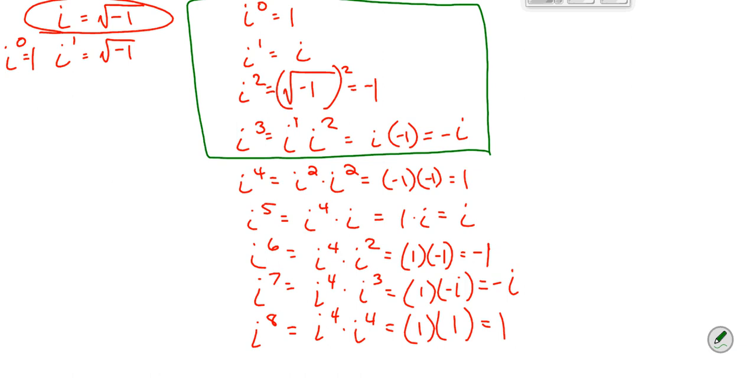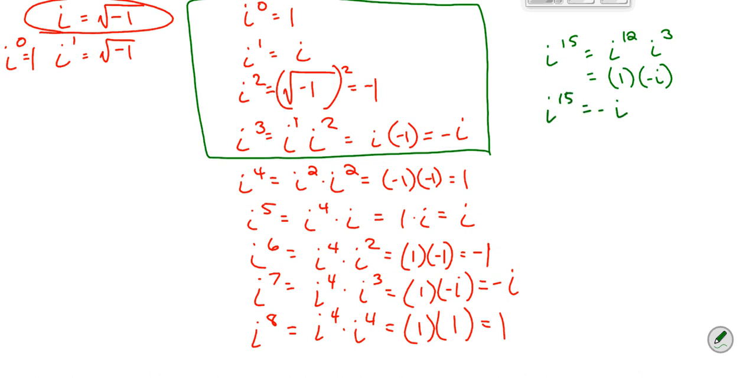So let's say I had i to the 15th. Well, in my head, I'm going to say 4 goes into 15 3 times, and that's 12. And then there's a remainder of 3. And so I could say this is i to the 12th times i to the 3rd. And so i to the 12th is just 1. And i to the 3rd is -i. So i to the 15th is -i.